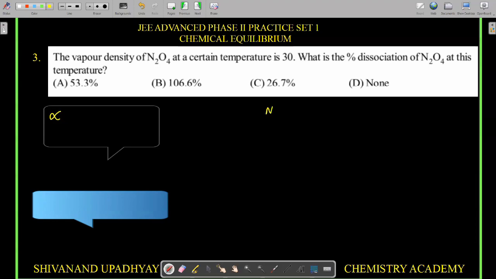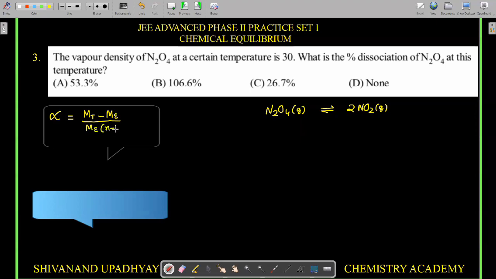Here in this reaction, N2O4 is present in gaseous state and it is dissociating to form 2 times NO2 in gaseous state. So this is dissociation of N2O4. When we write the degree of dissociation of N2O4, I can use this formula directly. If we remember this formula, it is very helpful for us: M theoretical minus M experimental upon M experimental (n minus 1).